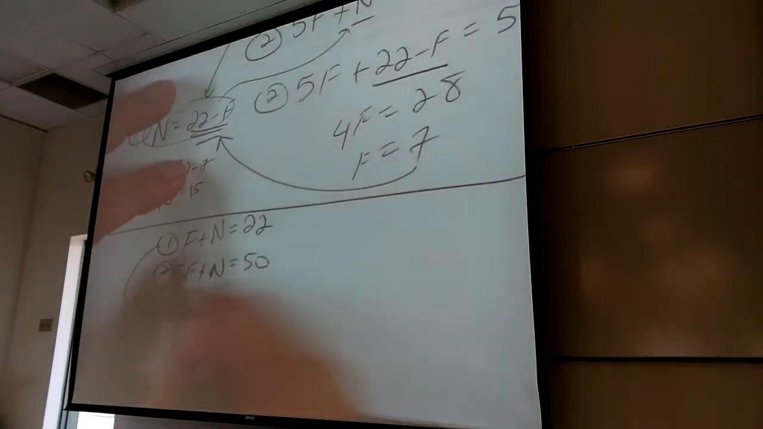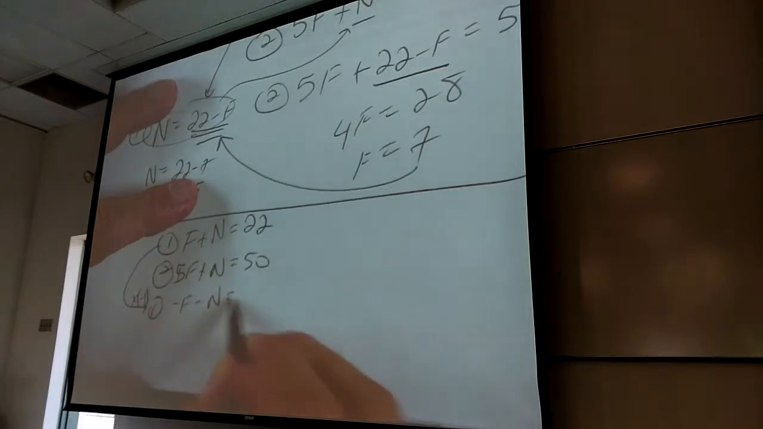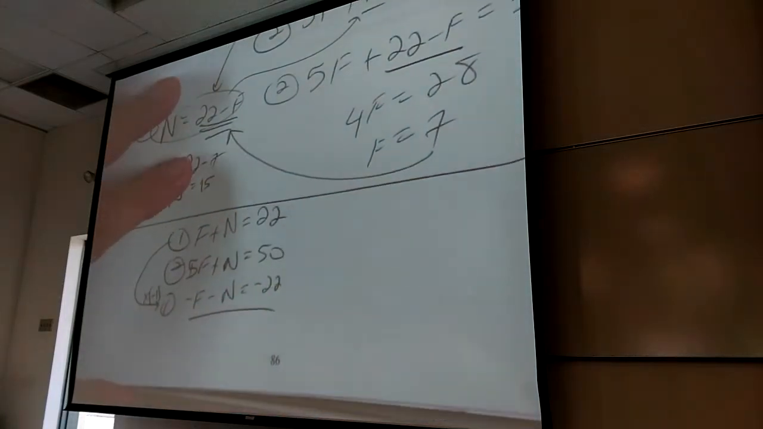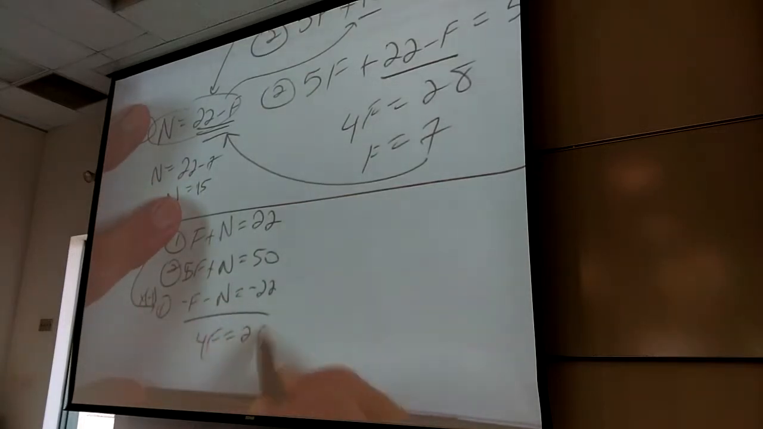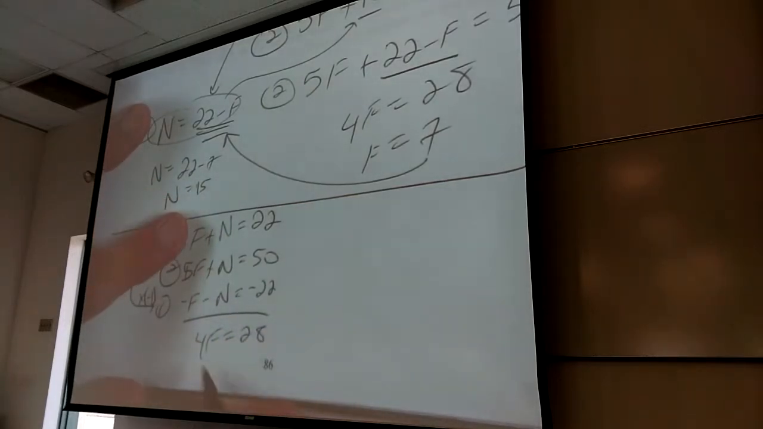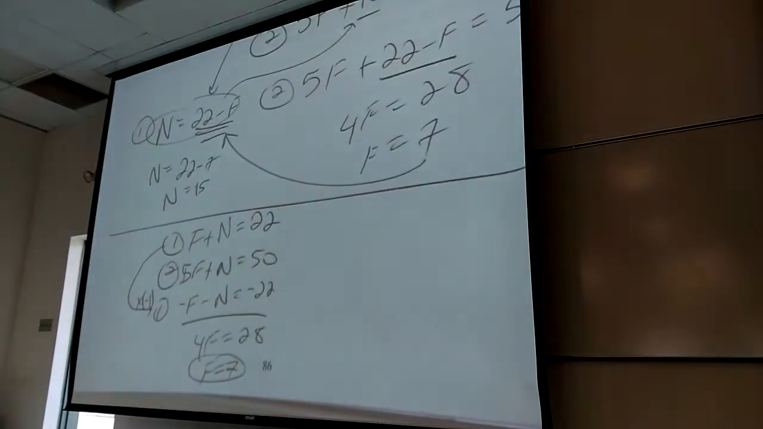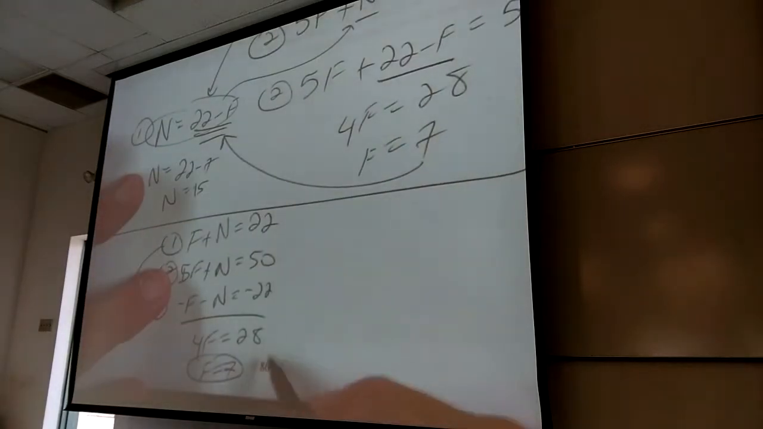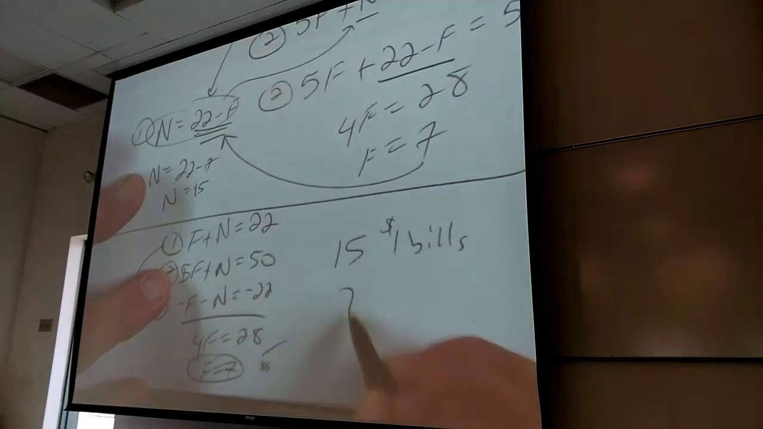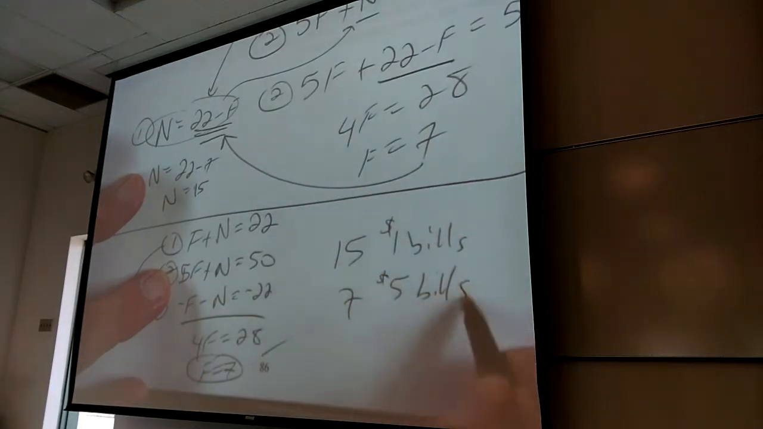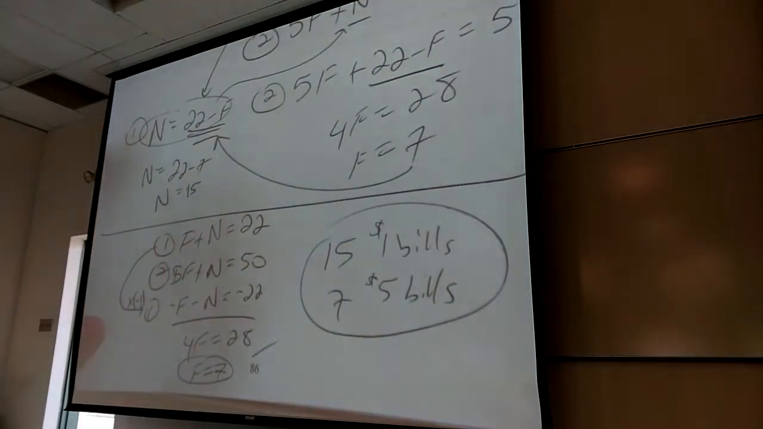So if I do multiply this by -1, I get -F minus N equals -22. I get something that looks very familiar. 4F equals 28. F equals 7. And then hopefully you understand, if you plug 7 back in, we will get 15. So there'll be 15 $1 bills and 7 $5 bills. You can do it either way. There are 2 methods up there right now. Either way is fine.